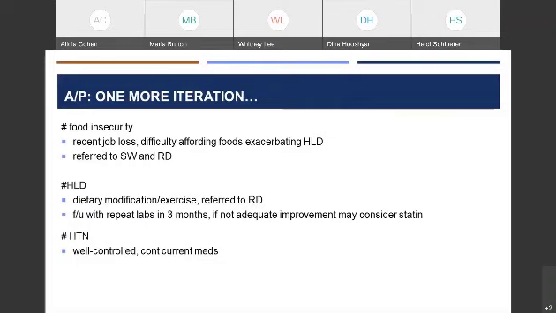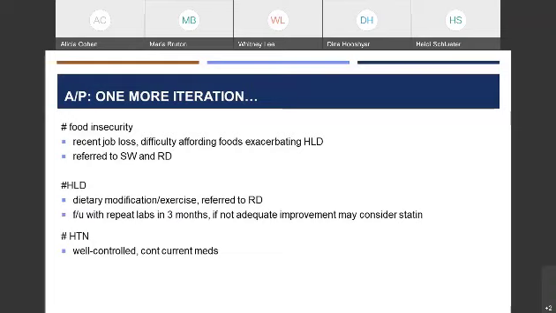So then, one last iteration, at least for now, just recognizing that there's limited time for documentation. We had talked about if it's possible to have a version of an assessment and plan with slightly less verbiage that would still meet the necessary documentation criteria. So here I again have food insecurity as the initial diagnosis, and then hyperlipidemia, and then hypertension, but I've condensed my documentation a bit.